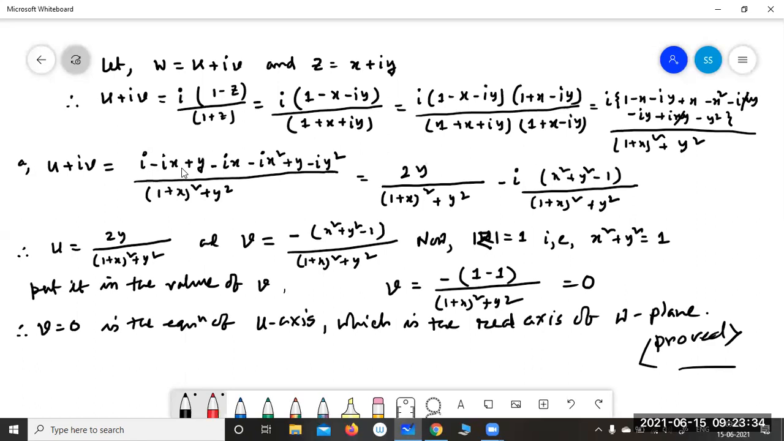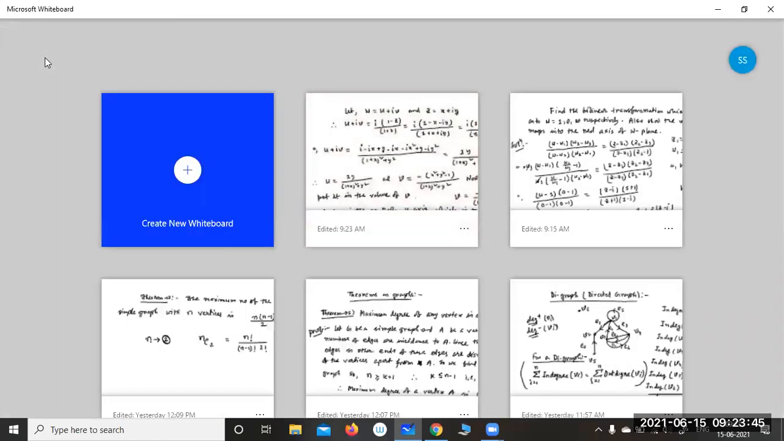Okay, so then we can go for the next part. Next problem. Can we go for the next problem? Yes, sir. So these are the problems on conformal mapping. This kind of problem may be coming in your semester exam also.